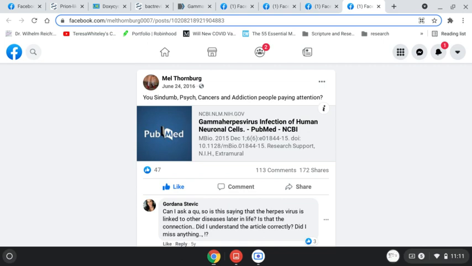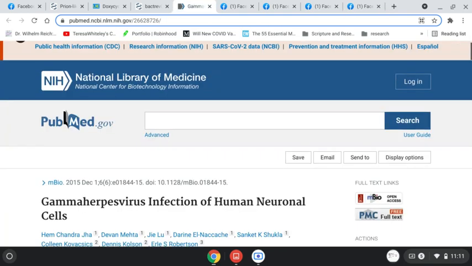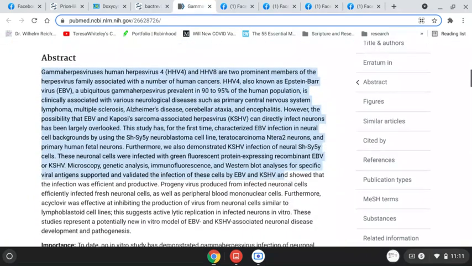And of course, we're going to go extremely slow. There we go. Gamma herpes infection of human neuronal cells, EBV, syndrome, psych, cancers, and addiction. People paying attention? So let's look at the gamma herpes infection of neuronal cells.